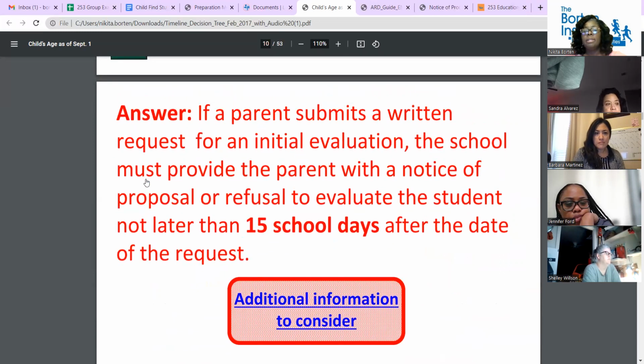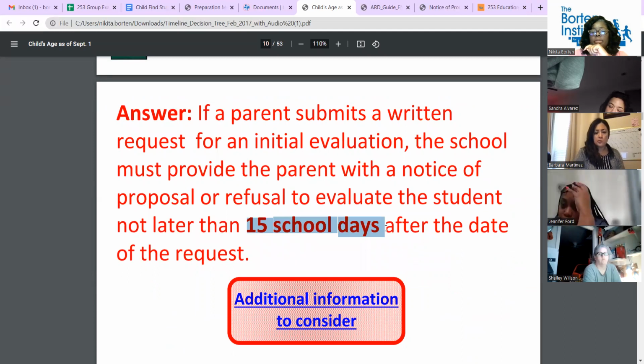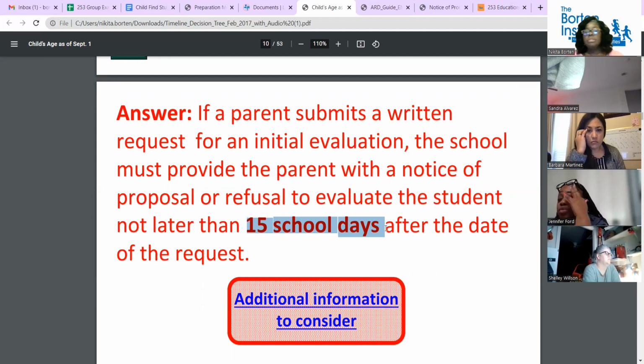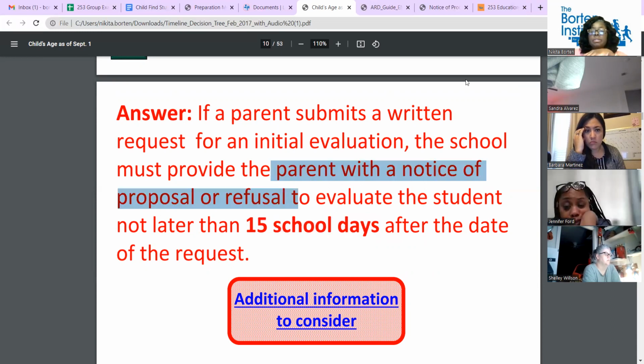But the short end of it is when a parent has a concern that their child may have a disability, we have 15 days to respond. And frankly, the school district has the right to either propose, agree, yes, we're going to do an evaluation, or no, we're not going to do an evaluation at this time.